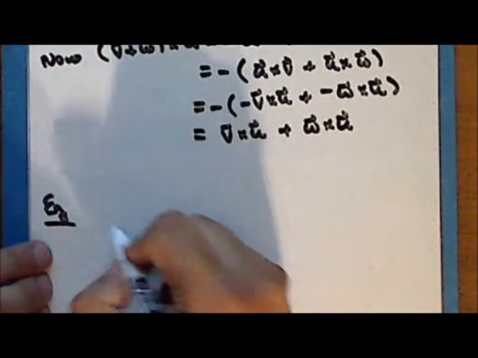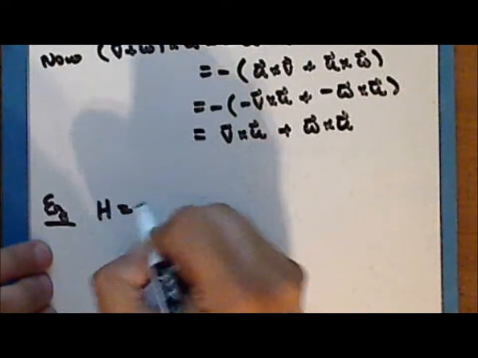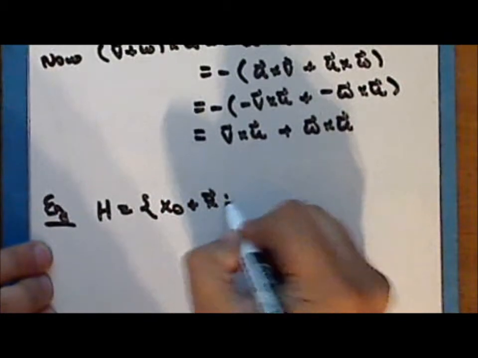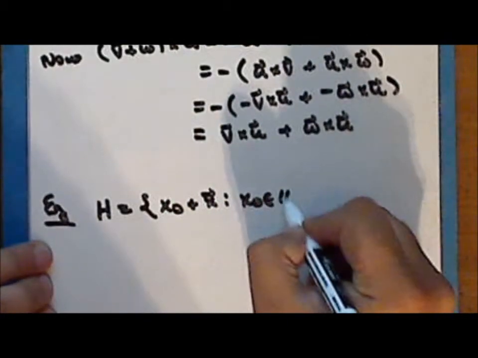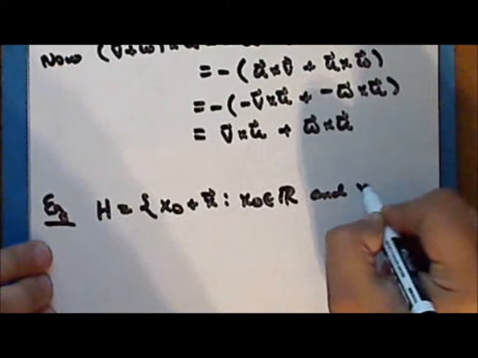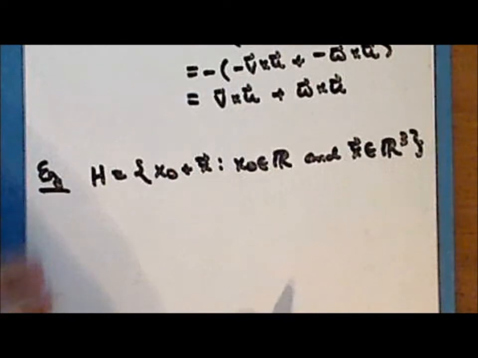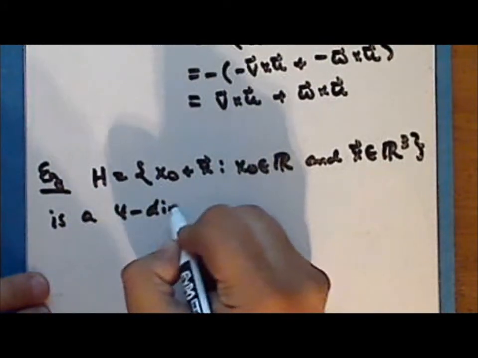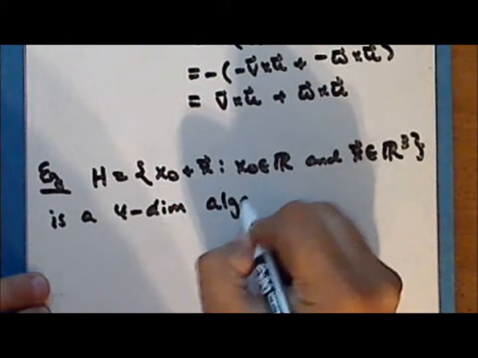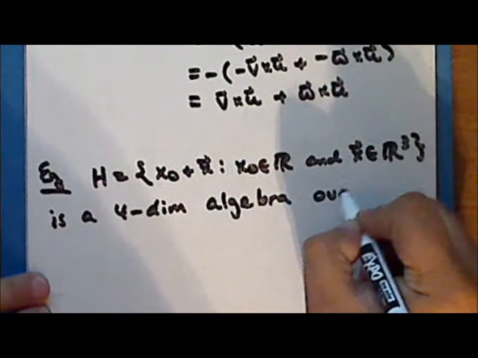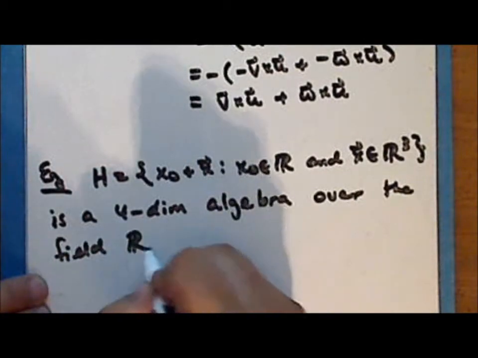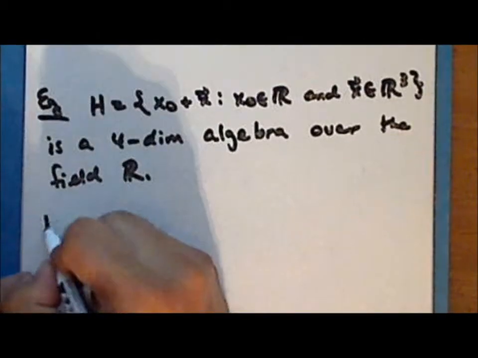So as an example, we will show that the quaternions, which we will express as elements of the form x sub naught plus the vector x, where x sub naught is a real number and the vector x is a three-dimensional vector with real components, is a four-dimensional algebra over the field of real numbers. So proof.